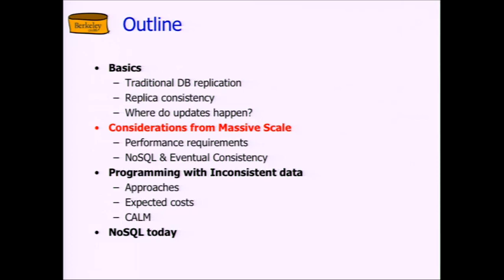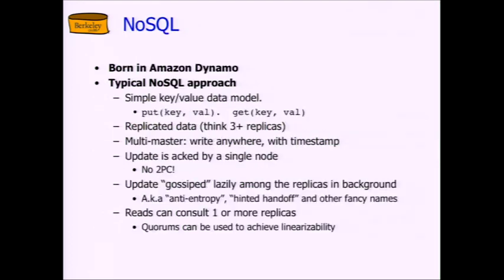Let's do this. Let's talk about NoSQL and eventual consistency and maybe call it a day. So NoSQL, what is it? Well, it was something that people attribute to Amazon as having invented in a system called Dynamo. So the typical NoSQL approach is that you have a very simple data model of keys and values. Think like a hash table or a map in Ruby or a dict in Python or an object in JSON. Okay? So it has a key and it has a value. And you can put and you can get, and that's it.